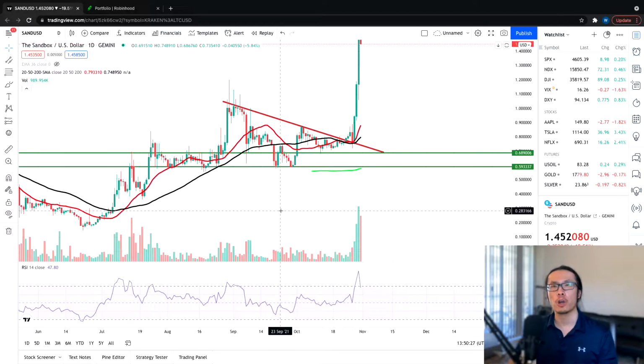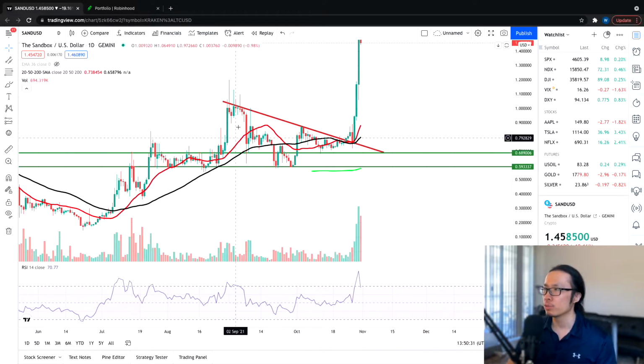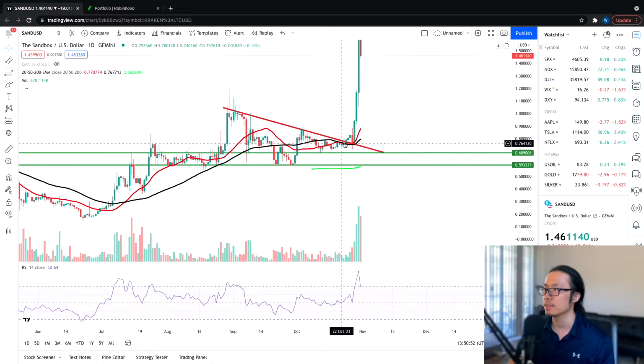So here is the chart of the Sandbox token, and I drew this resistance line back in, I think, October, September-ish. I identified that, okay, this is probably the resistance that we're going to face. But whenever we have a breakout outside of this box, this might be a good buying opportunity to really go through that breakout and buy into that momentum.